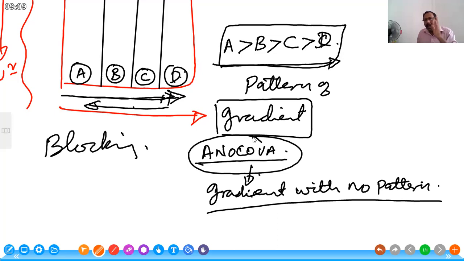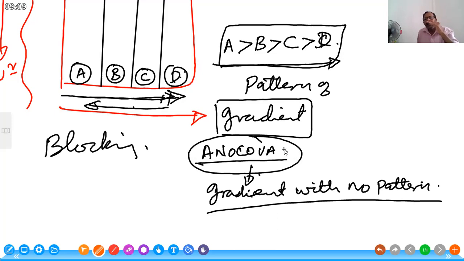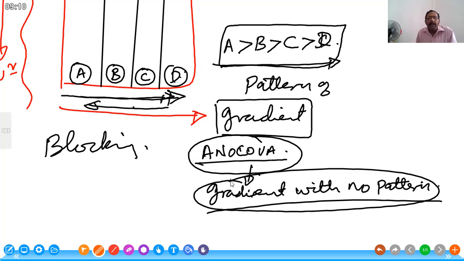Blocking is not necessarily RCBD; even Latin square is a blocking, two-way blocking, this direction and this direction in Latin square, right? So in both cases, the gradient is uniform. There's a pattern in the gradient, but there are some occasions we come across with no pattern. Under that circumstance, we can go for Anova, analysis of covariance. With that very basic introduction, we will go back to the theory.